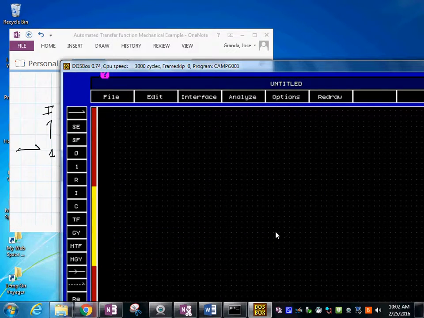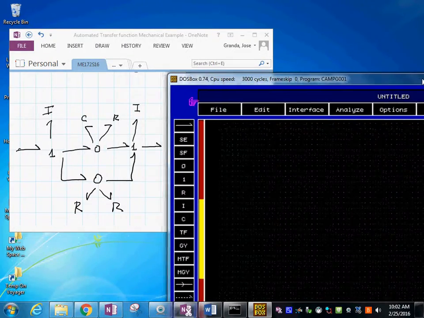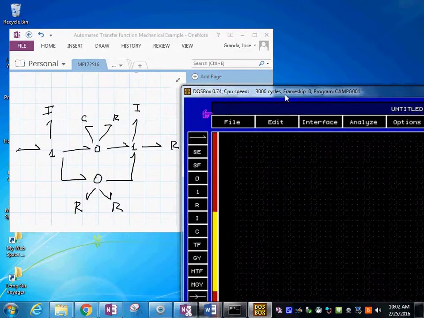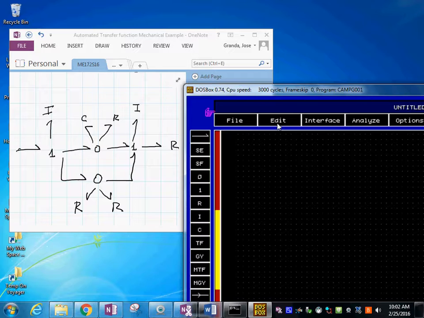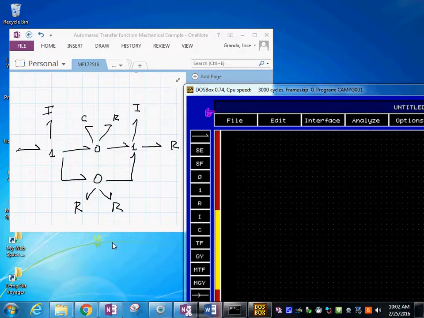So I just put in here, this is the 1, and then I put the I element over here, and then I put the 0 right here, from here to here, and then I put the C element over here, like this, and then we put the R element over here, like this, and then the 1. Do you see this goes pretty quick?